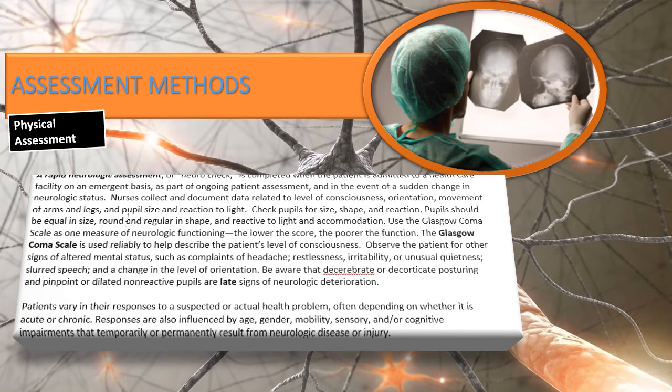You want to make sure that you note the patient's LOC, and you want to note complaints of headache, restlessness, irritability, unusual quietness, slurred speech, and a change in level of orientation. You also want to note if the patient is having any posturing or any problems. It's important to remember that the presentation of a patient with neurologic injury is going to vary based on age, gender, mobility, and cognitive impairments that are going on with the patient.